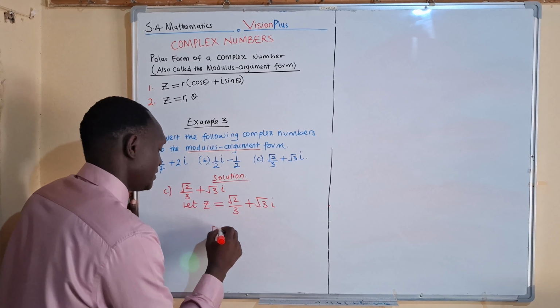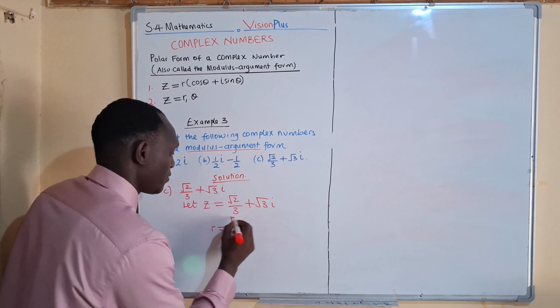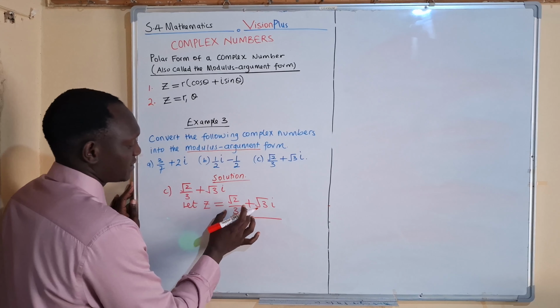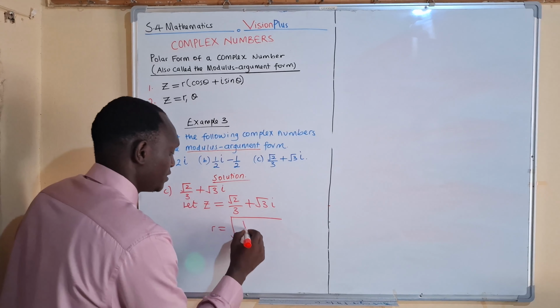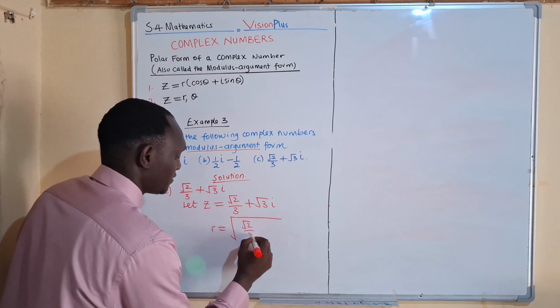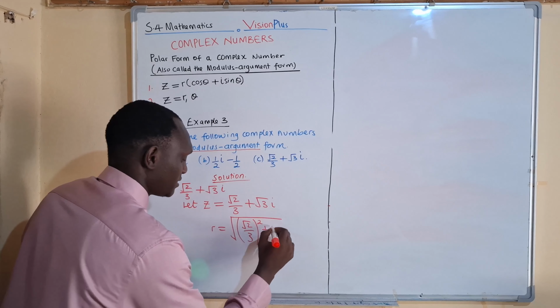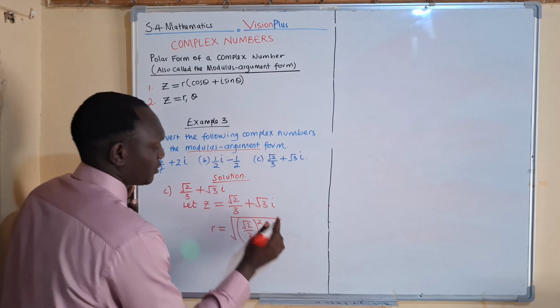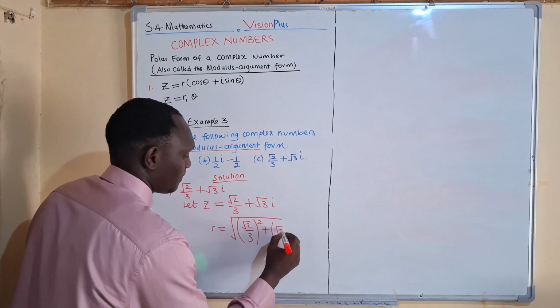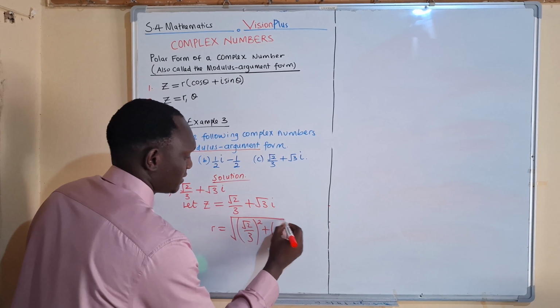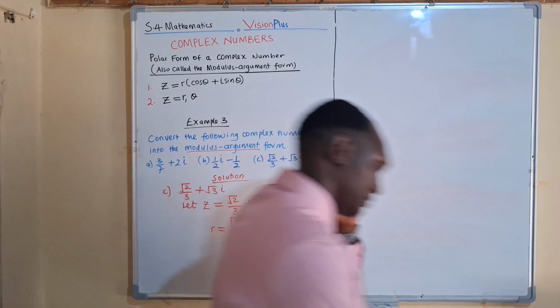So we say r is given by the square root of x squared plus y squared. x is the real part of the complex number, which is root of 2 out of 3, but we square it. And then plus y. y is the coefficient of i, which is root of 3, and then we also square it. Then you press your calculator.